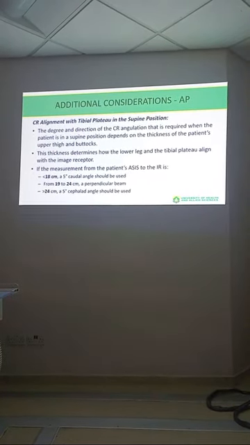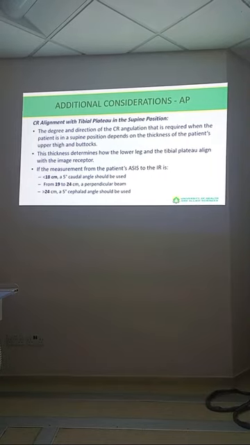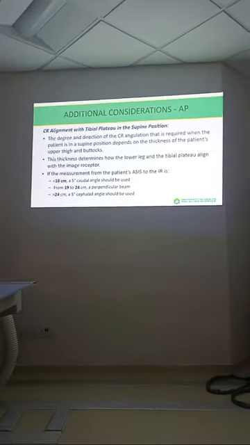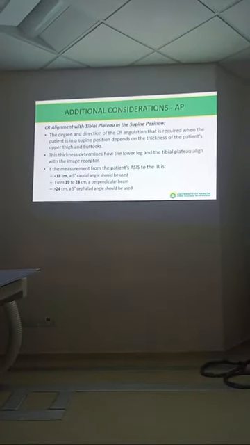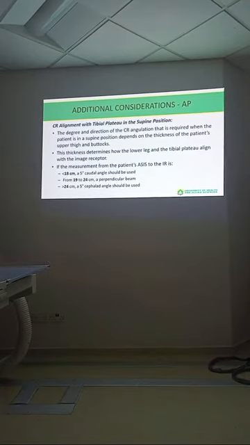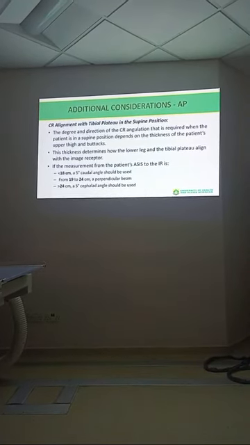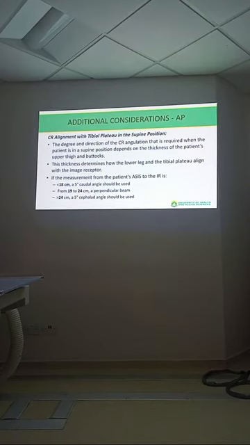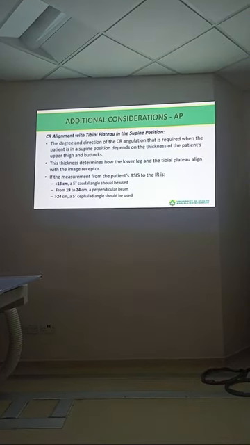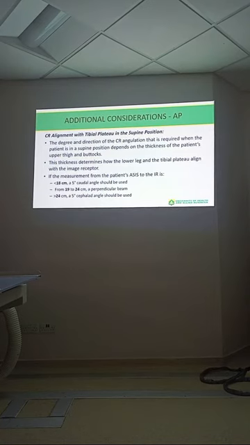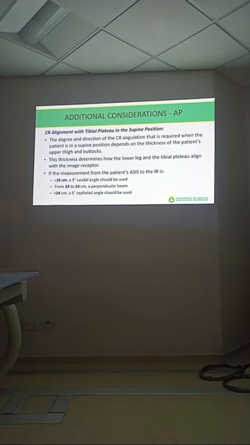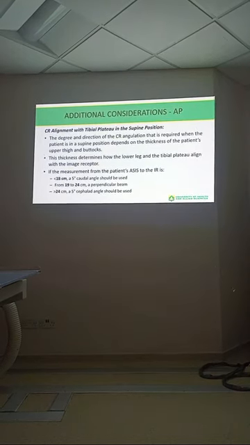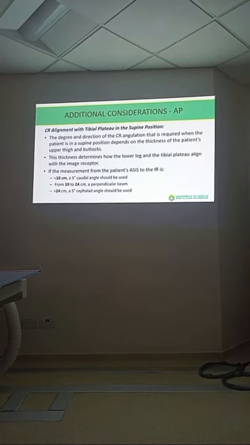Okay, so for the additional considerations, in some literature, for knee AP, we are told to sit. Others will also tell you to lie. But whichever way we are going to do it, we want to make sure that we are getting a true AP image of the knee. One literature I saw was telling us that if a patient is lying supine, there are some modifications you have to do to the central ray angulation. But if a patient is sitting on the couch, you can use the vertical beam.